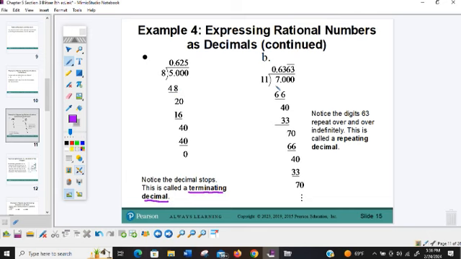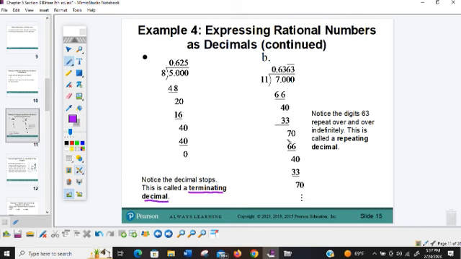Now over here, 11 won't go into 7, so we add a decimal. We bring it up, add a 0. 11 goes into 70 6 times. 6 times 11 is 66. 70 minus 66 is 4. We add a 0, bring it down. 11 goes into 40 3 times. 3 times 11 is 33. 40 minus 33 is 7. Bring down your 0 here. 11 goes into 70 6 times.